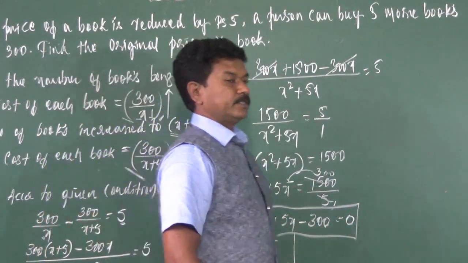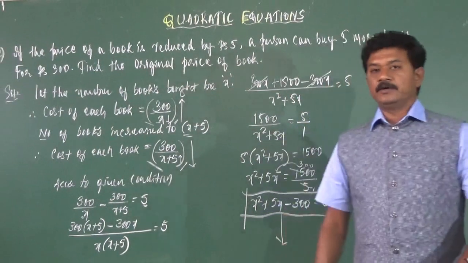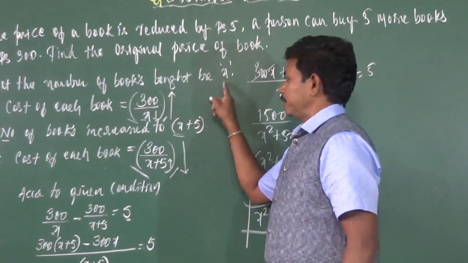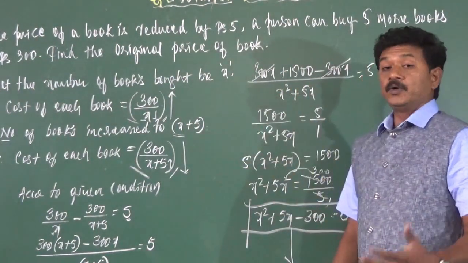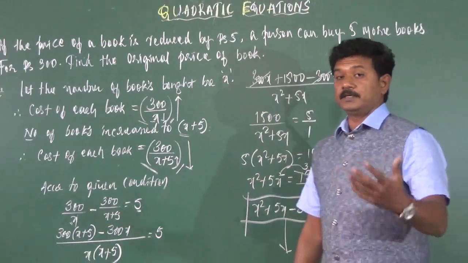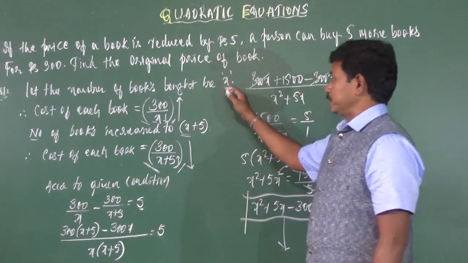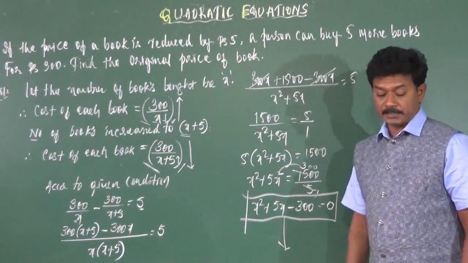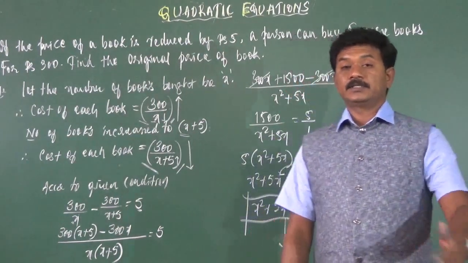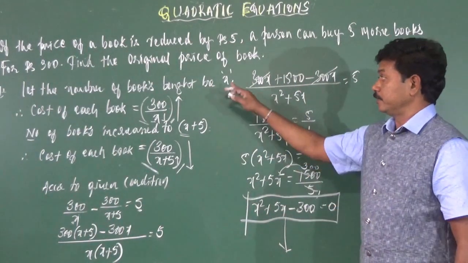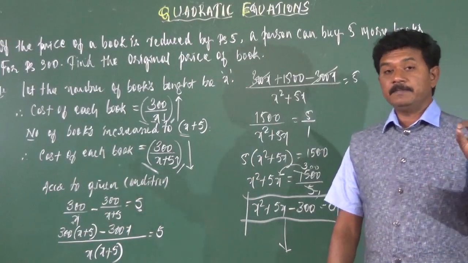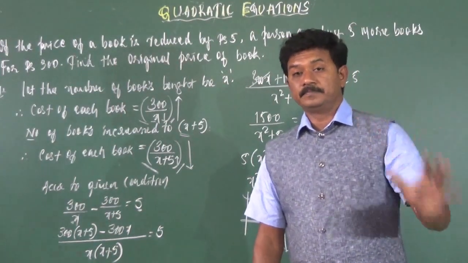You have to solve this by the method of factorization. You are going to get the value of x. So what is that x? It is the number of books bought by the person originally. You should not take the negative value here, because the number of books is always positive; it's a quantity, a measurable thing, therefore it should be positive. So the value of x you get here will be the number of books bought by that person. So please keep the answer in the statement form.